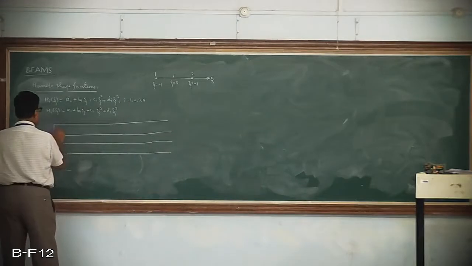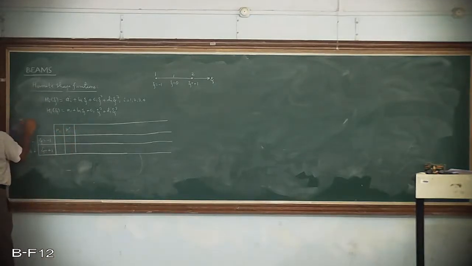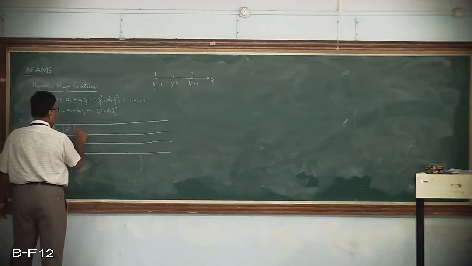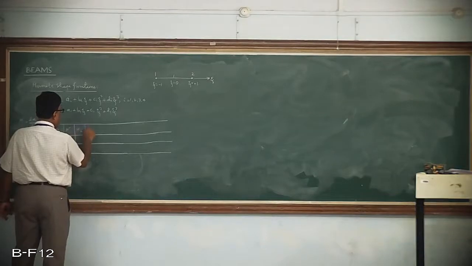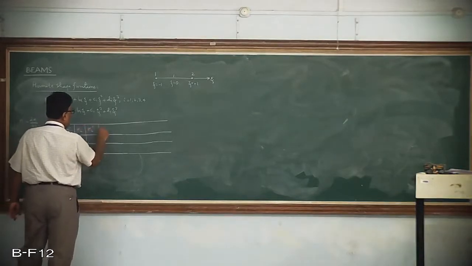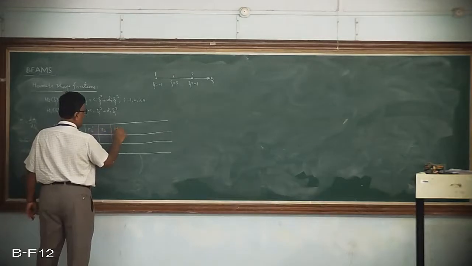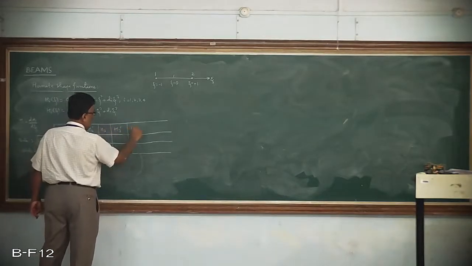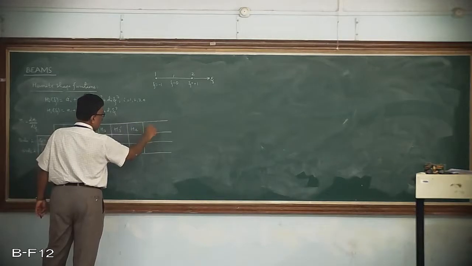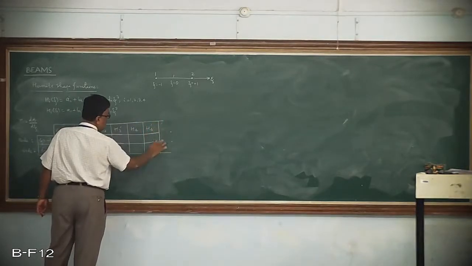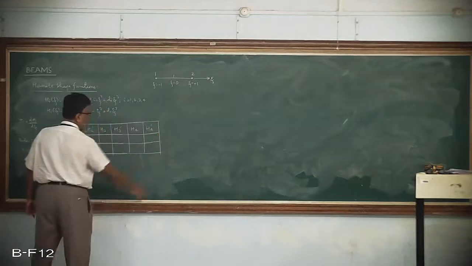For example, if I write H1 and H1 dash, H1 dash is the slope at this point, that is, H1 dash refers to dH1 upon d zeta. When you differentiate H1 with respect to zeta, this is called H1 dash. Similarly, you will get H2, H2 dash, H3, H3 dash, and H4, H4 dash. These are the different values which we are going to find out.